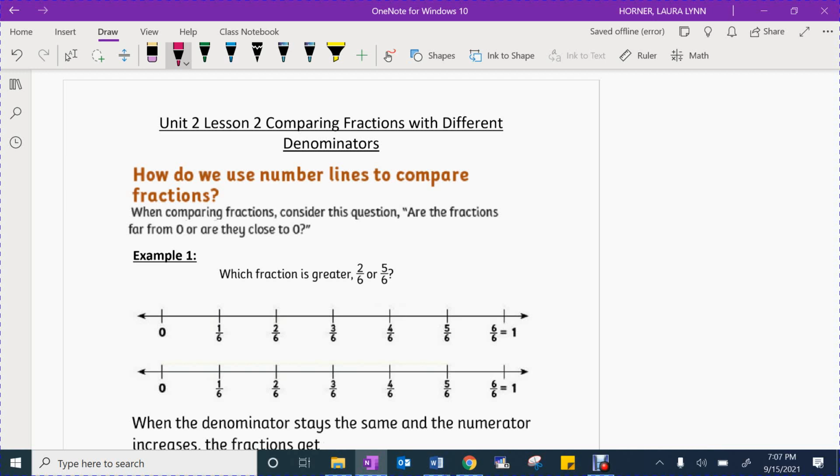And another thing that we did last week in our lesson was use our alligator symbols. So on example 1, where it says, which fraction is greater? Let's refresh your memory about the alligators.